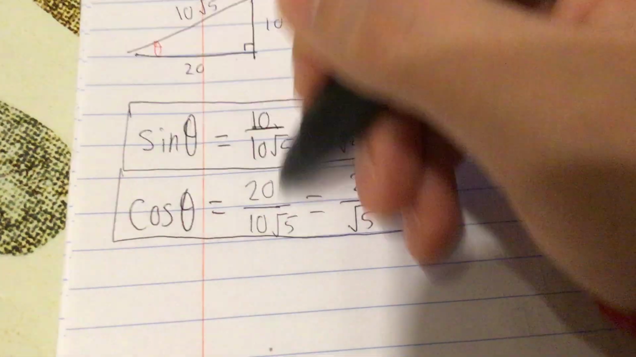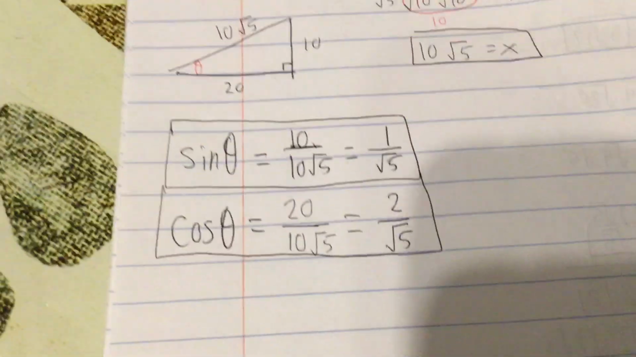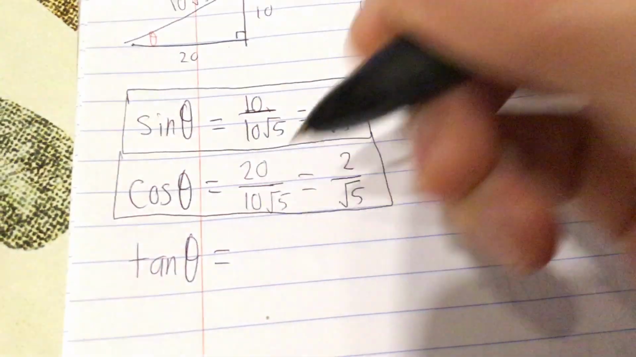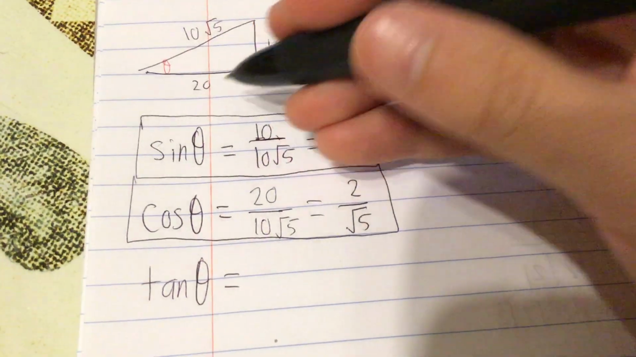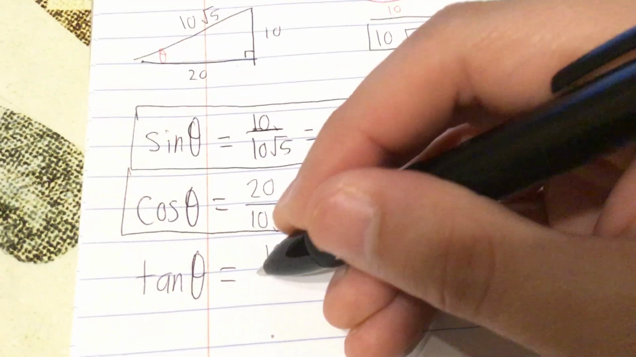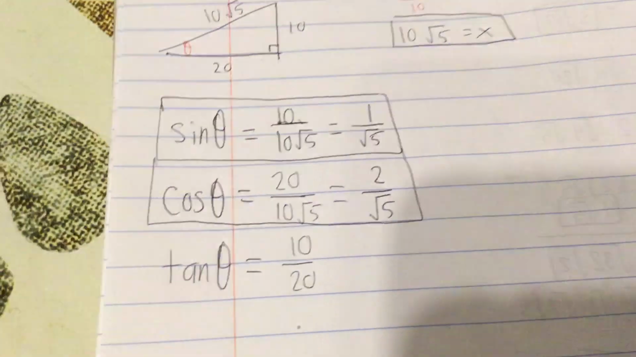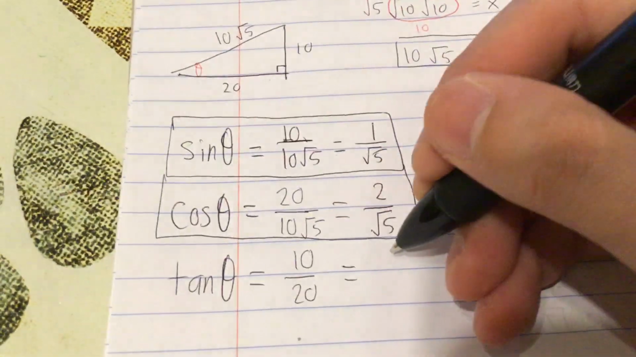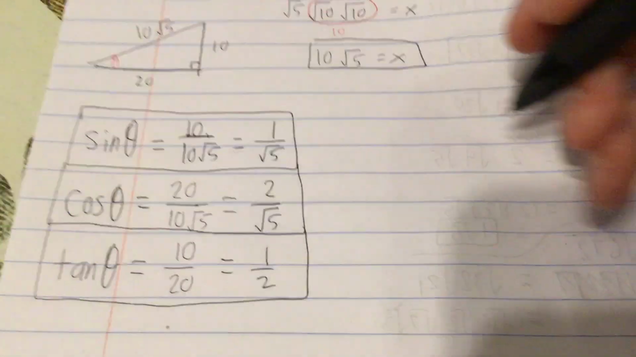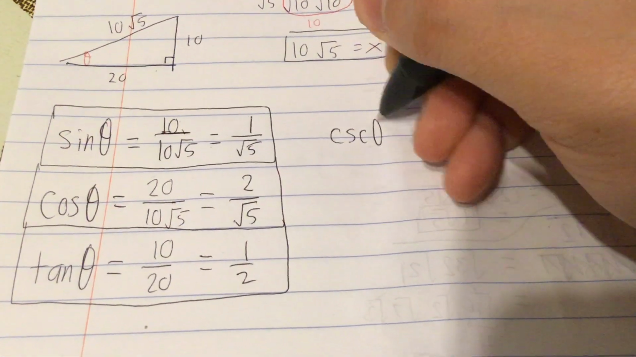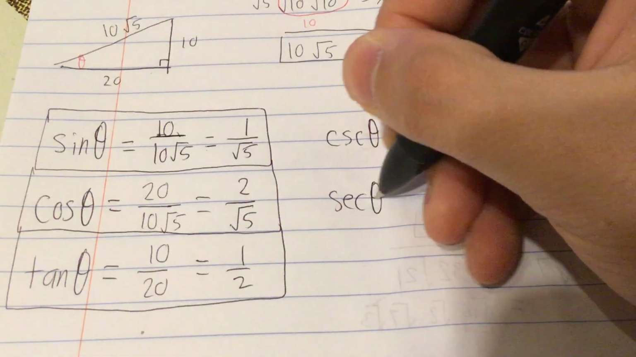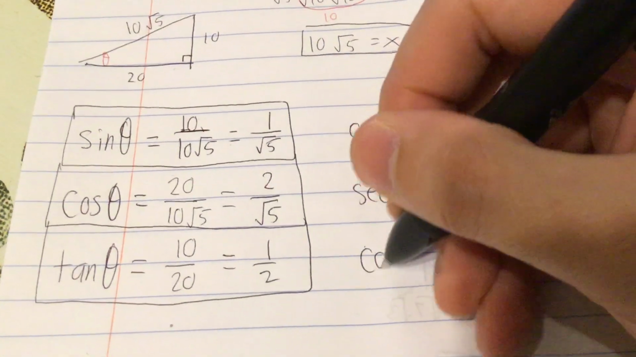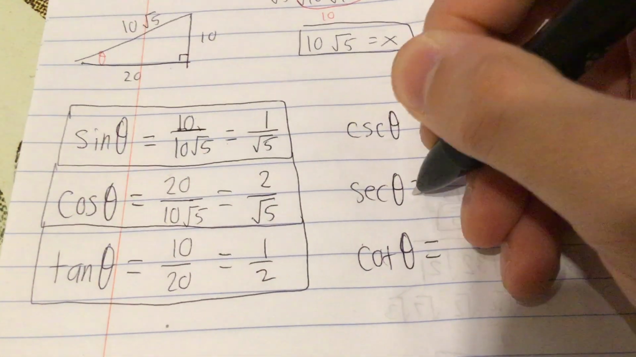But once again, no pressure to simplify the fraction. All right, the tangent now. The tangent of angle theta would be the opposite side over its adjacent side. That'd be 10 over 20. But if you really wanted to show off, you can simplify 10 over 20 into 1/2. So therefore, we've got the cosecant of angle theta, the secant of angle theta, and the cotangent of angle theta. And those are the reciprocals.